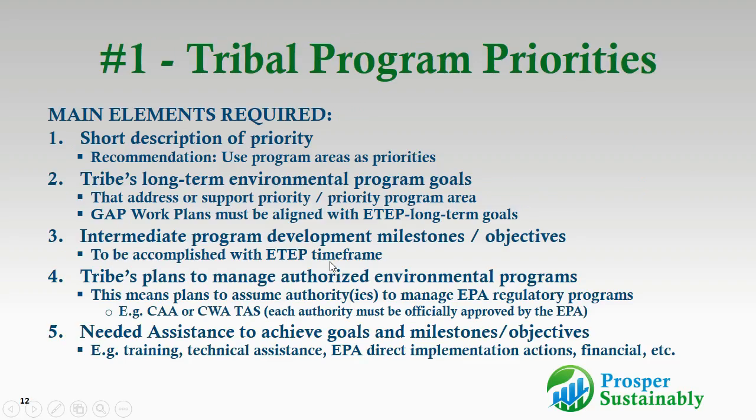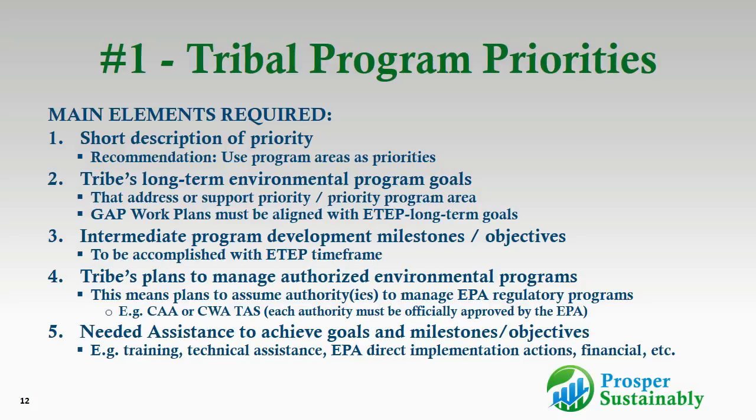Okay, so here's also just a brief review of the tribal program. A brief review of what elements are required for component number 1, and that's the short description of your priority, your program goals, your intermediate program development milestones and objectives, the tribe's plans to manage authorized environmental programs, and then the needed assistance to achieve goals and milestones and objectives. So that's just what we've been covering throughout the course.